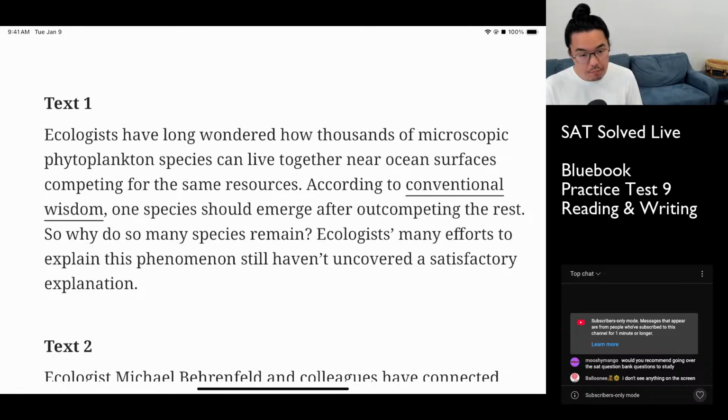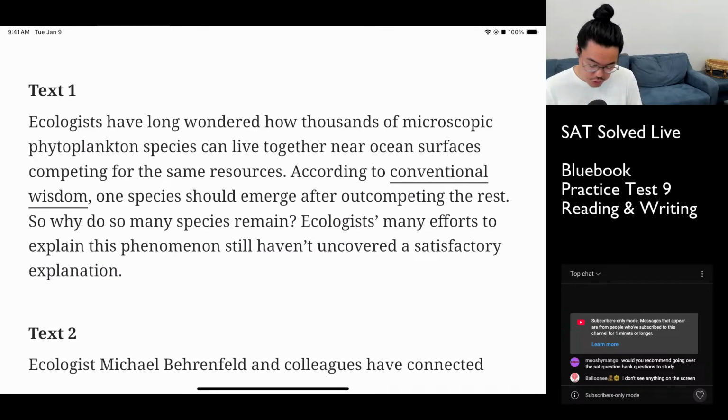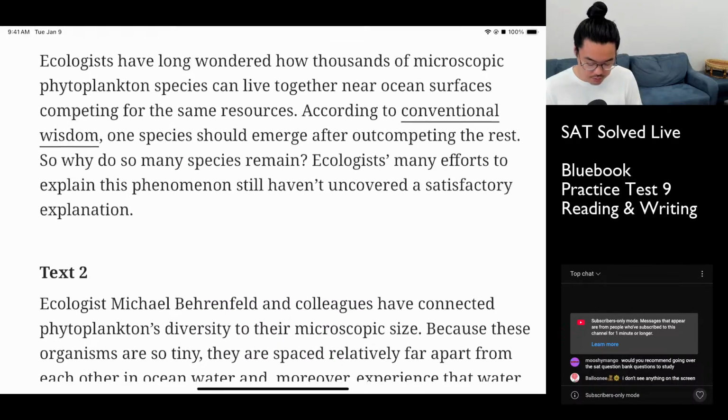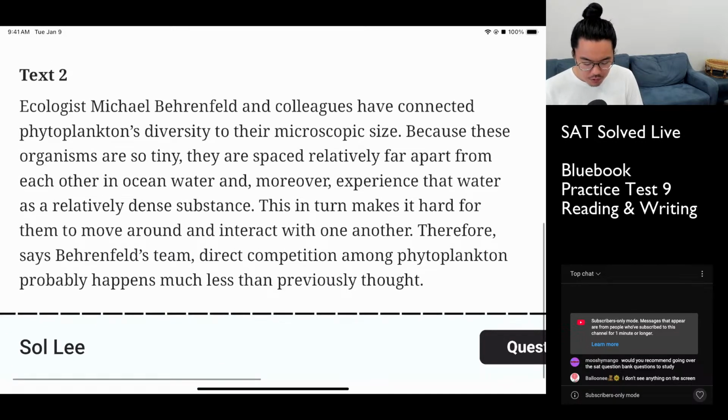Number 6. Ecologists have long wondered how thousands of microscopic phytoplankton species can live together on surfaces when they have limited resources. According to conventional wisdom, one of these species should emerge. So why do they coexist? We haven't found a satisfactory explanation. Now, Barenfeld and colleagues have connected the diversity of these species to their tiny size. Now we have an explanation. The explanation is their size. Because they're so tiny, they are far. Because they're far, they're not.